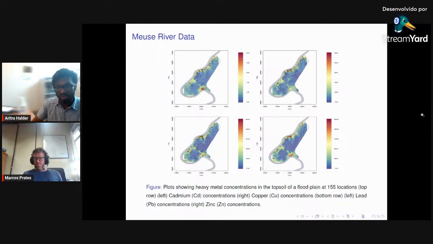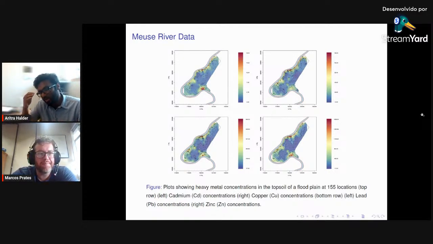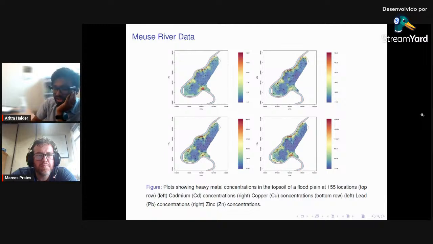And that's what we're working on now. There are two works going on, which I'll talk about a little bit in the future work, where we're looking at this in space-time and in a multivariate setup, right? So here, what we do is we fit individual independent spatial models to each heavy metal in terms of concentrations across locations in this river plane, and this is again the Meuse River.